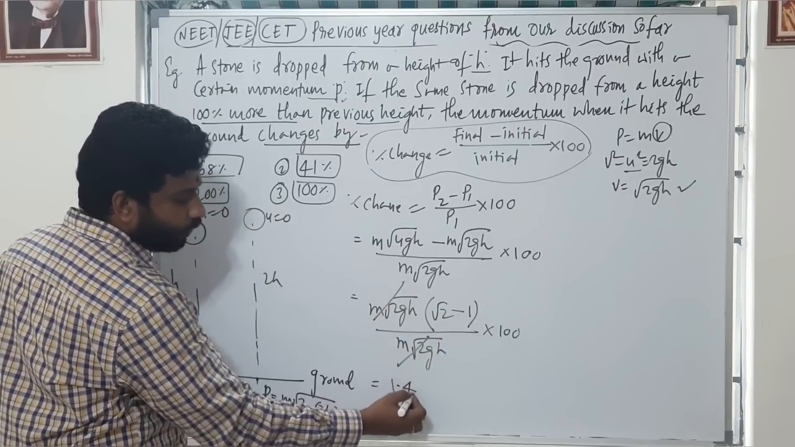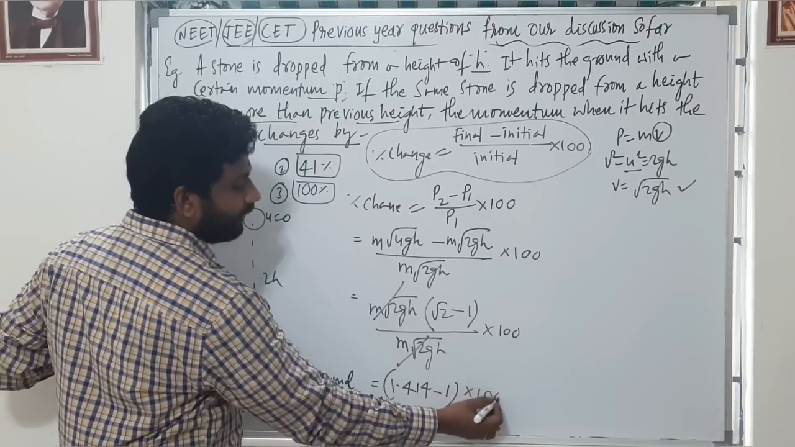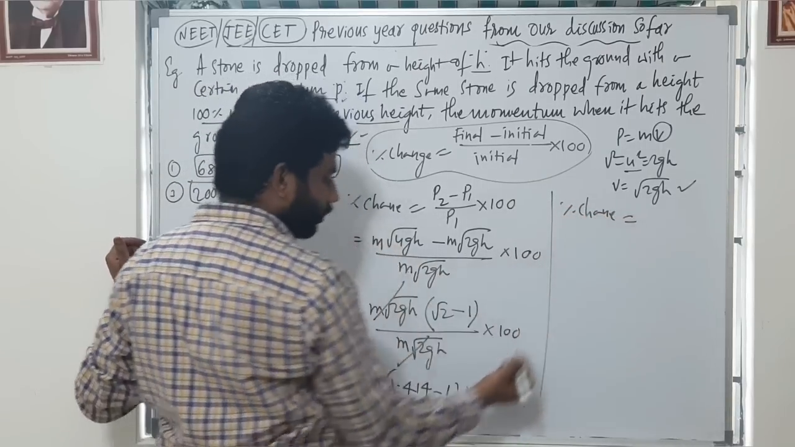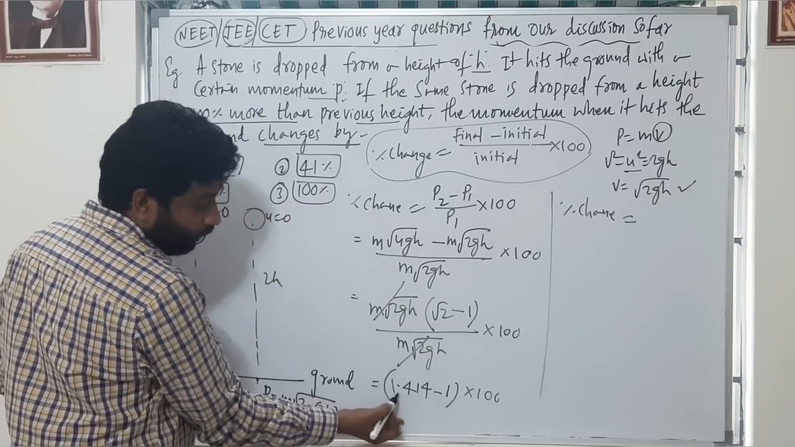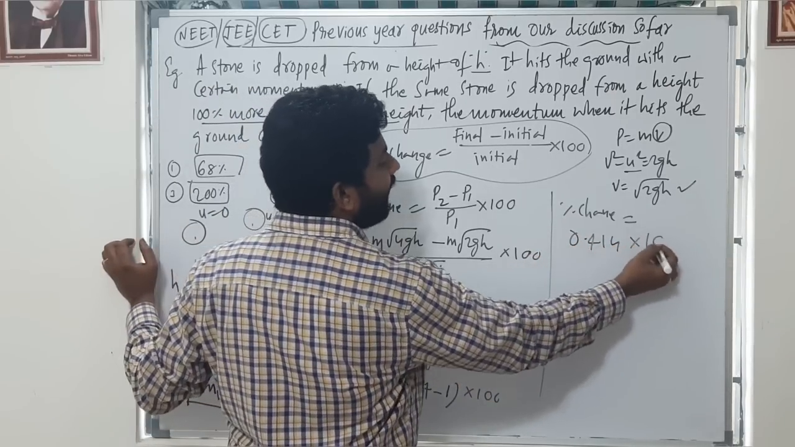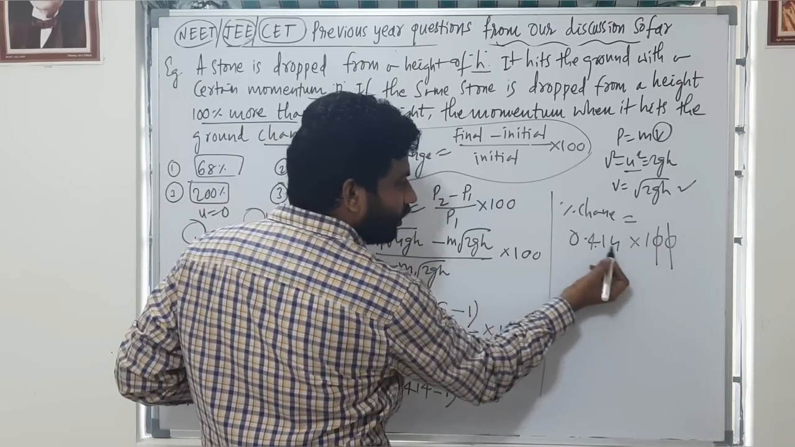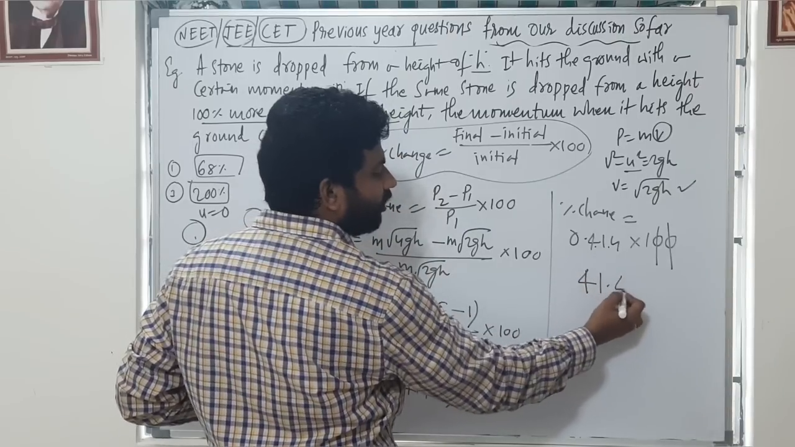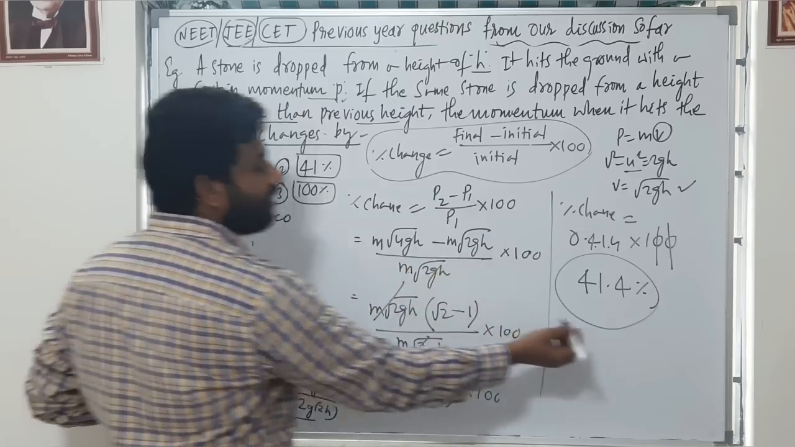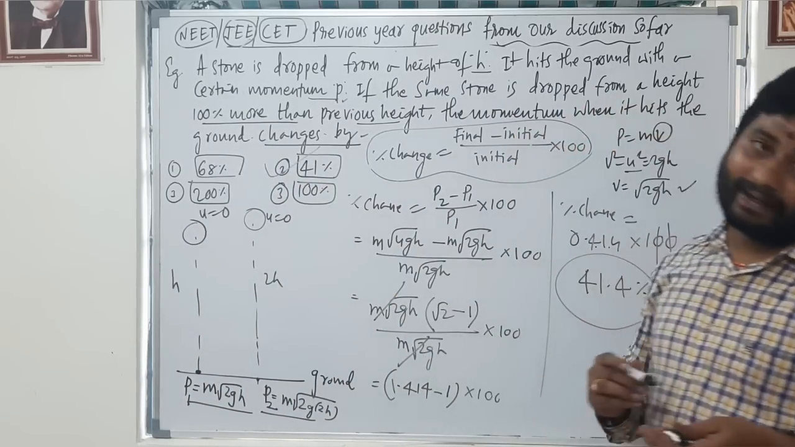Root 2 value is 1.414, minus 1, into 100, right? So the percentage change is equal to 0.414 into 100. 1.414 minus 1 is 0.414 into 100, so the point will shift two places. 41.4 is the percentage by which the linear momentum changes, right? So option B is correct.